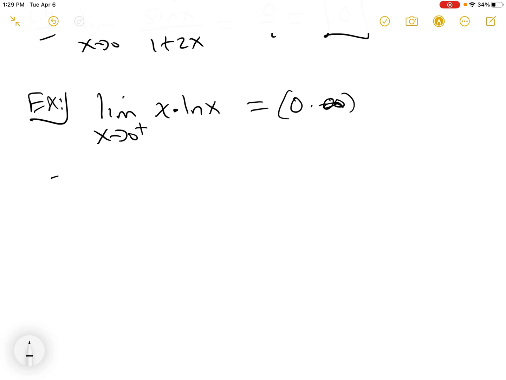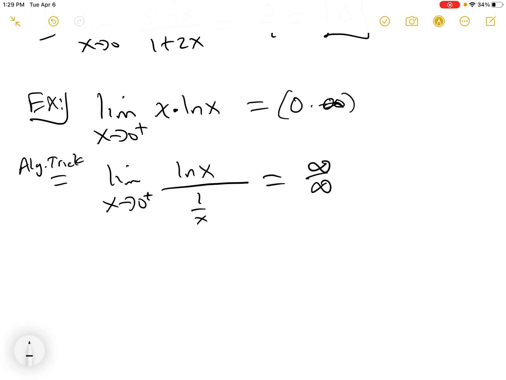So what we do is a little algebra trick. Everyone's favorite word. I'm just going to rewrite this thing upstairs here in a very clever way. Right? x times ln of x is the same as the ln of x divided by 1 over x. So it's just an algebra trick. And so, okay, this gives us infinity over infinity. Actually, minus infinity, sorry. Doesn't matter. Okay, now you use L'Hopital's rule.